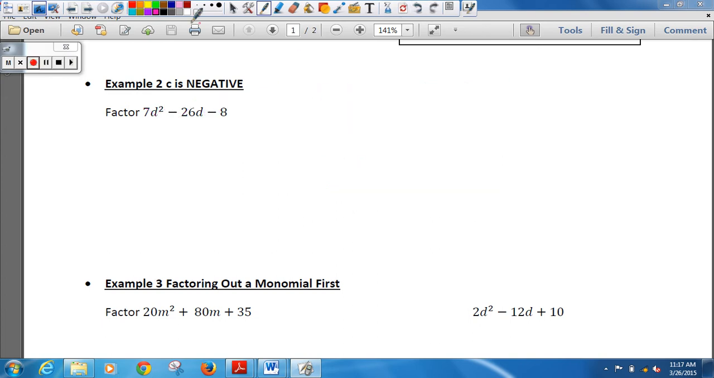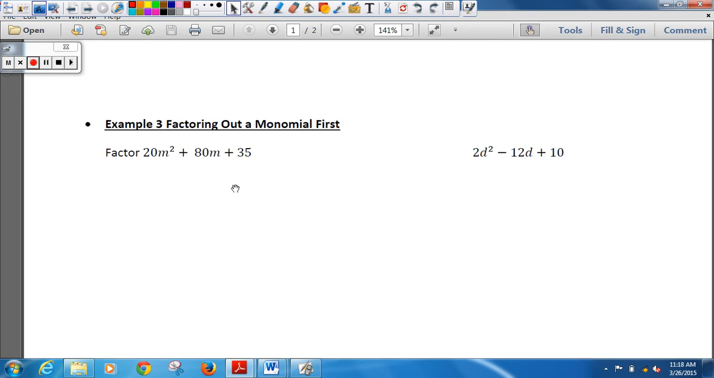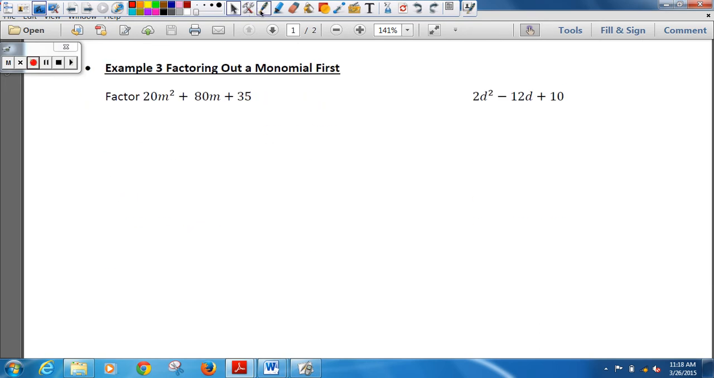Example number 3 is factoring out a monomial first. Remember, a monomial is one single term. You are going to be factoring out whatever they have in common. So you're going to basically be factoring out their GCF. So if I look through here, what do the numbers 20, 80, and 35 have in common? And you want to get the biggest thing that they have in common. All three of them can be divided evenly by 5. So basically I'm taking each term divided by 5 to factor it out.